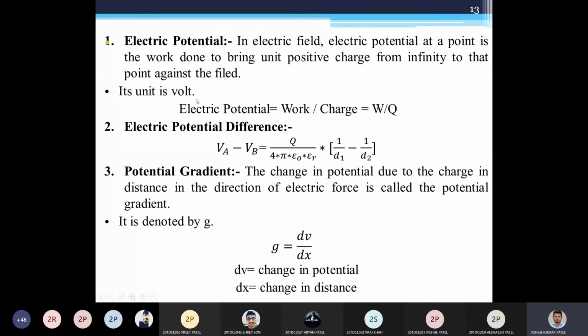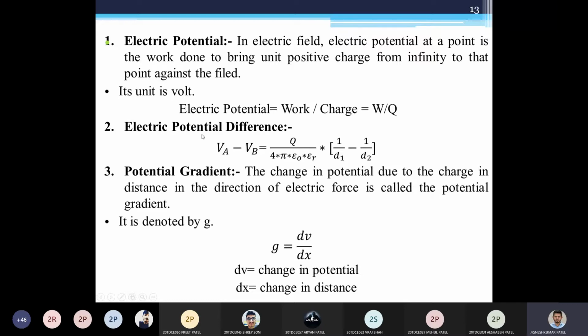Now from that we have come to some definitions. The first is electrical potential, which is nothing but the work done on a unit charge. Whatever is the work done per charge, that is my potential. It is measured as W by Q, work done per charge. If it is unit charge, my work would be my potential.